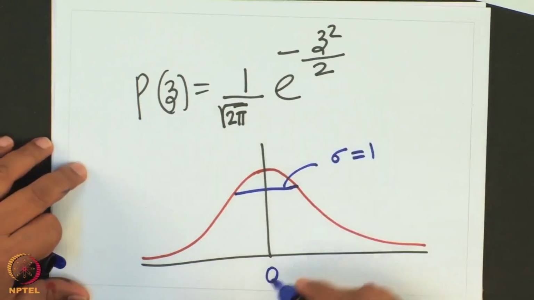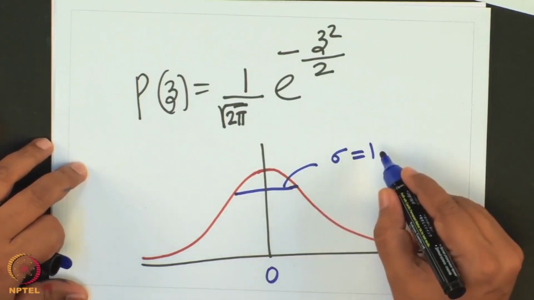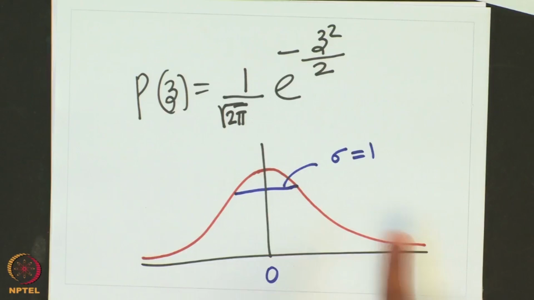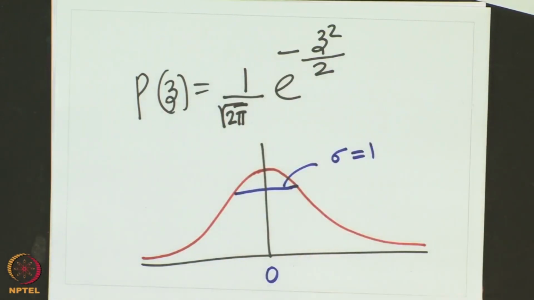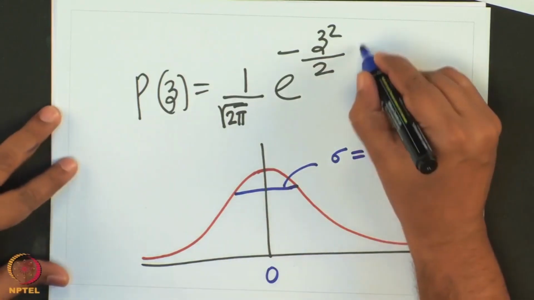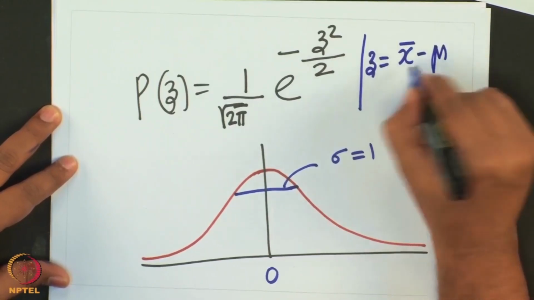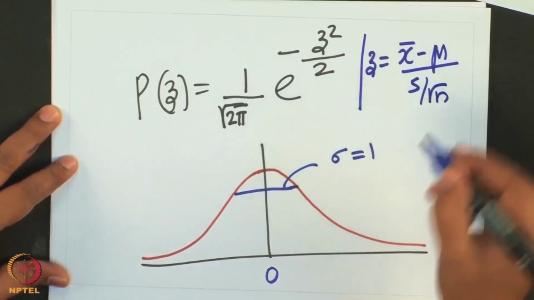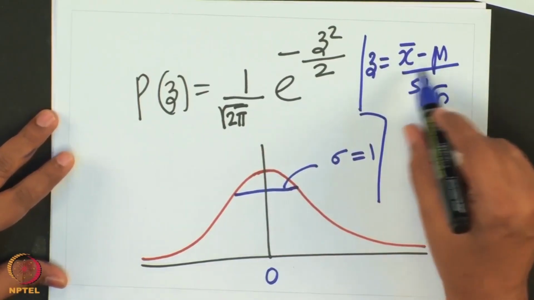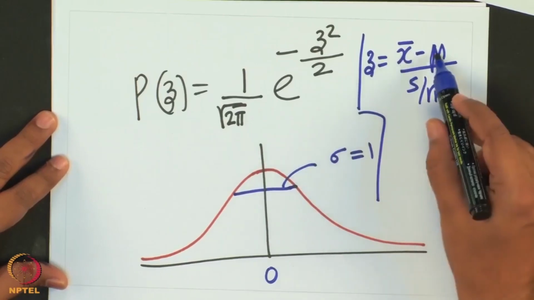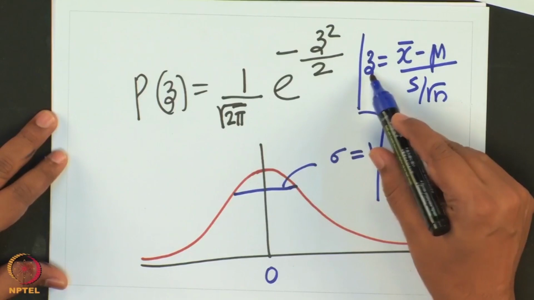So this is z bar. The mean is 0 and the width is 1. This distribution is called a standard normal distribution, and P of z will have this kind of distribution. Now we can get the z quantity, which is x bar minus mu by s by root n, and we can calculate the z. If x bar is equal to mu, if the measured quantity is very close to mu, you would expect a very small z value.